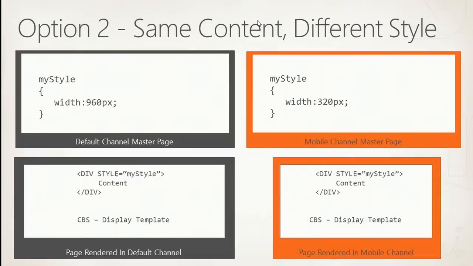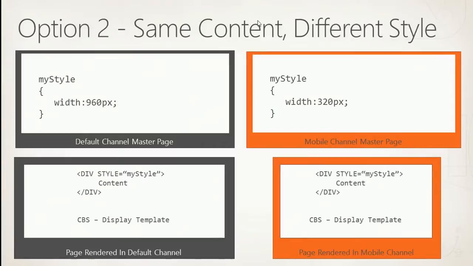As you can see on the left side of the page here, on the top left, my default channel's master page. I'm setting a style called My Style, and I'm saying that the width of what it is applied to is 960 pixels wide. Then, in the page rendered in the default channel, I'm using the same content by search web part. I'm not targeting that inside a device channel panel anywhere. I'm just using one of them on the page. I'm using a single display template, and in my display template, I assign that My Style to a div.